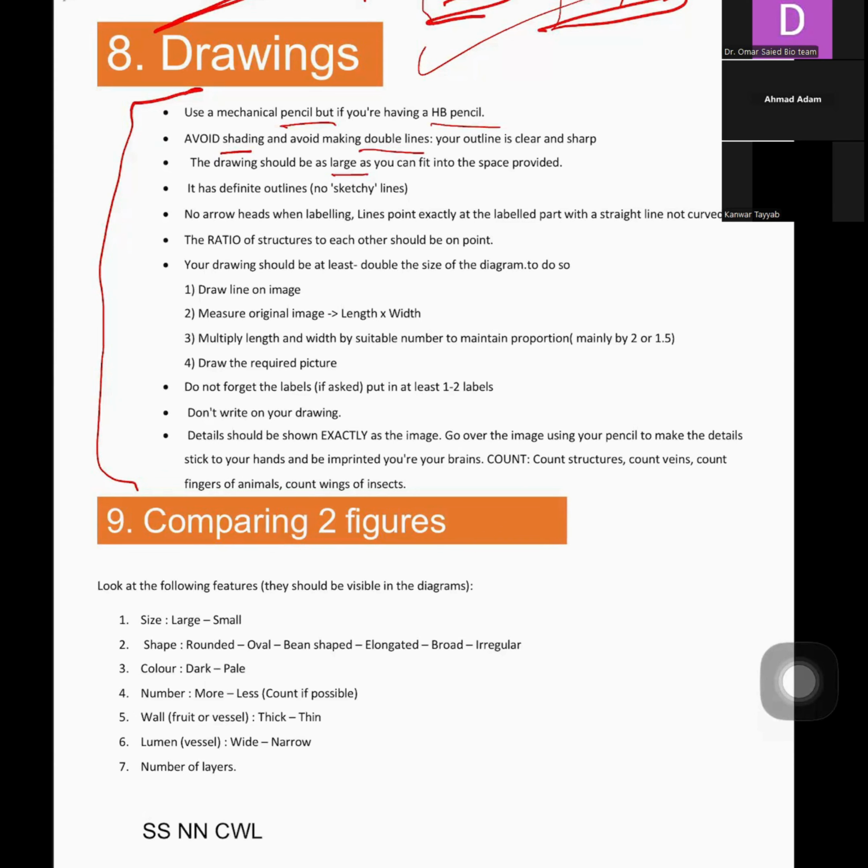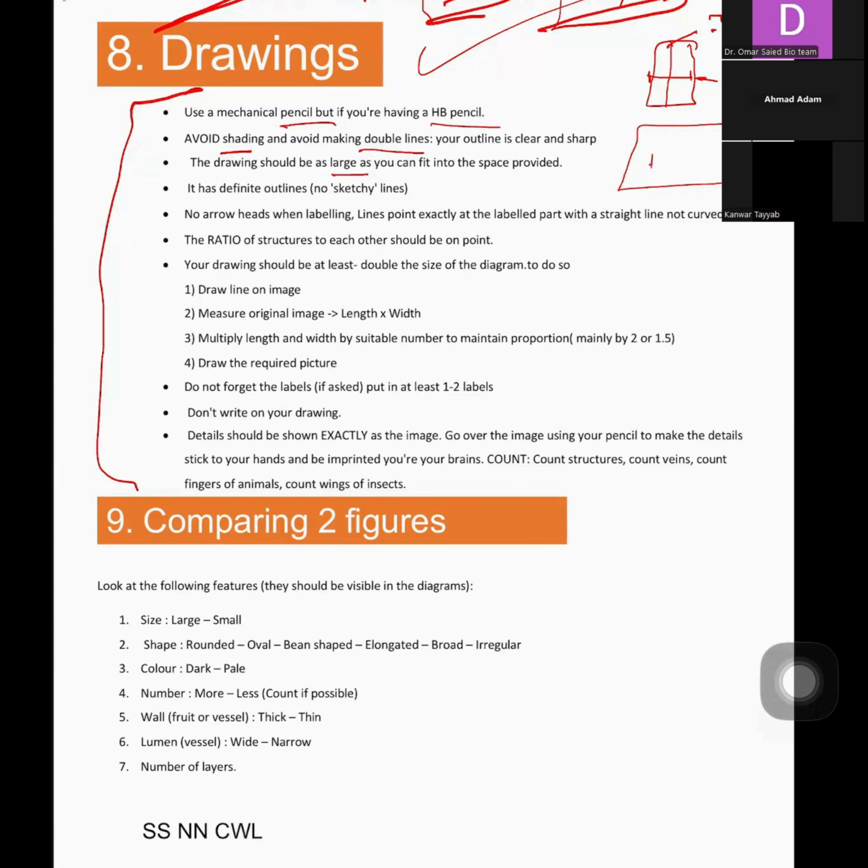I will give you a trick. For example, he gives you a cell. You measure the cell. Let's say it's 5 centimeters. Then he gives you a space here to draw. You measure with the ruler the width and the length. Let's say the width is 5 centimeters and the length is, let's say, 7. When you start drawing it, just add 2. Add 2. It will be better.